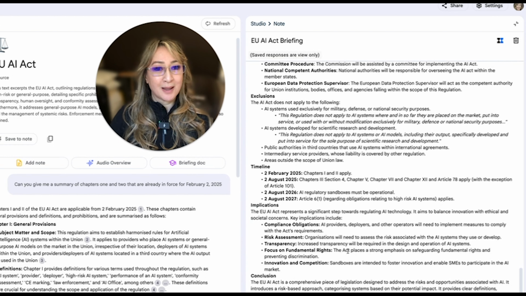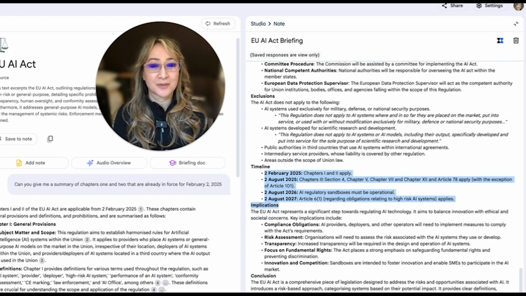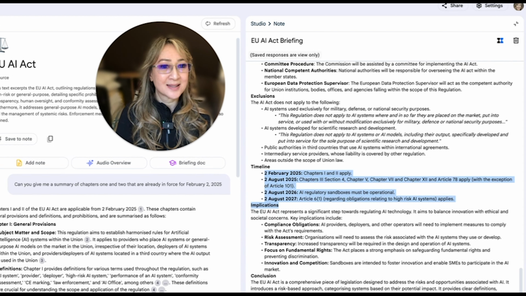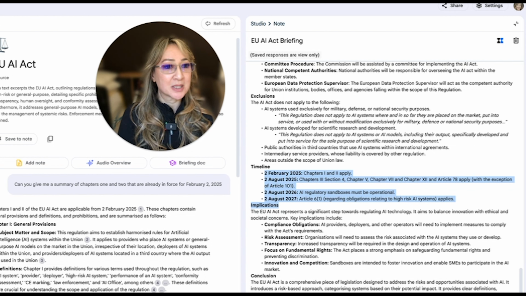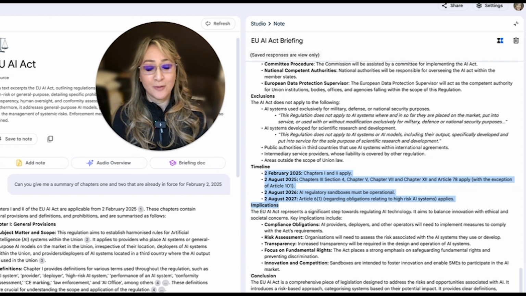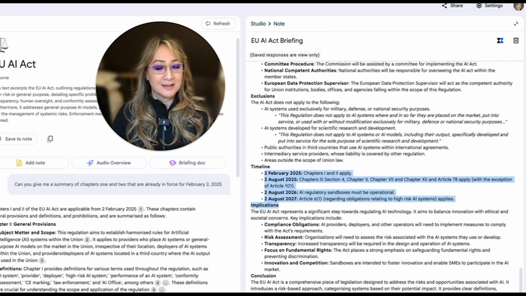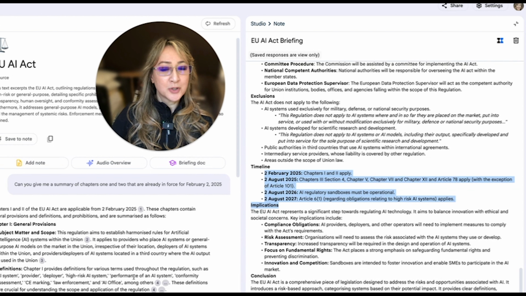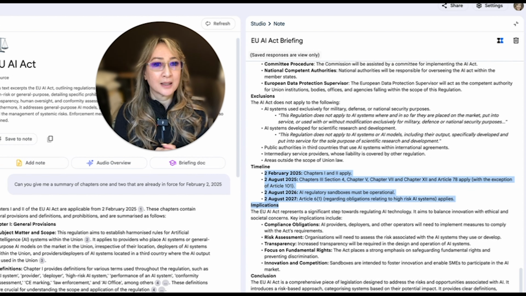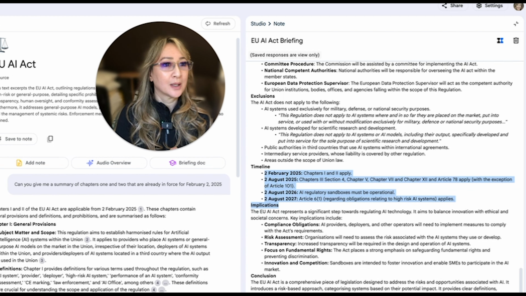So there is a timeline here, and the timeline states that Chapters 1 and 2 are already in force from February 2nd. And then the next section, Chapters 3, 5, 7, and 12, will actually be enforced in August this year. And some other laws will be in force August 2026 and August 2027. Now, let's just go to the conclusion of this, and then I'm going to jump in. I'm going to look at what was enforced February 2nd, what EU countries need to be abiding by in terms of the law, and I want to also look at Annex 3.